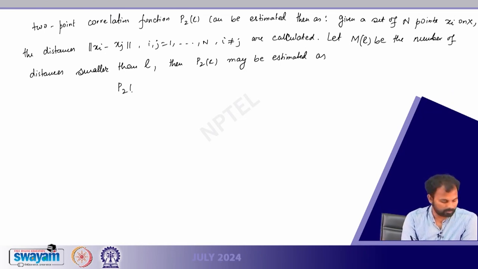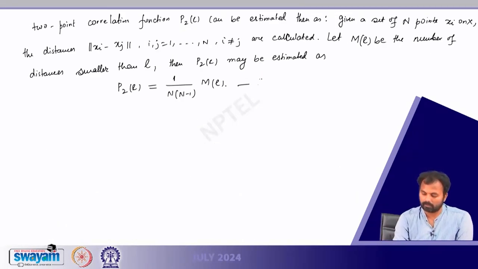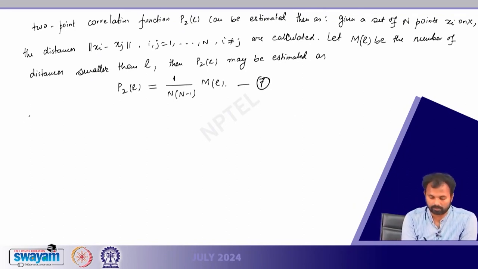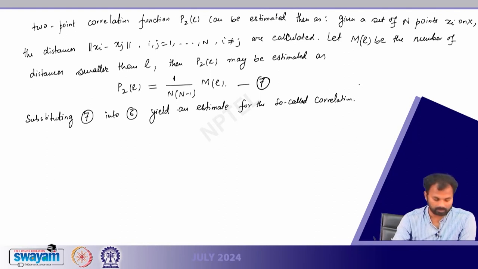P2L equals 1 by n times n minus 1 times ML, and let us call it equation number 7. And substituting 7 into 6 yields an estimate for the so-called correlation dimension D2.